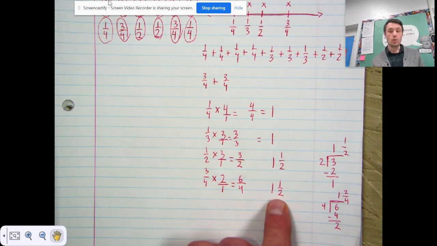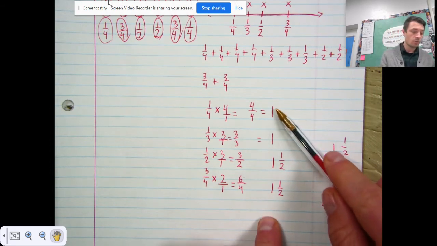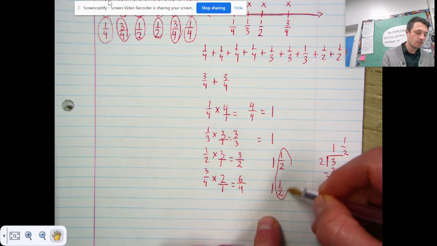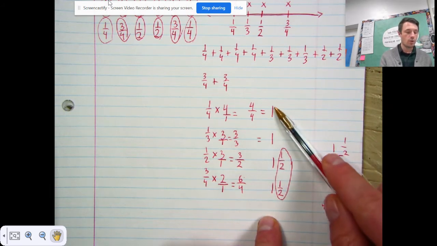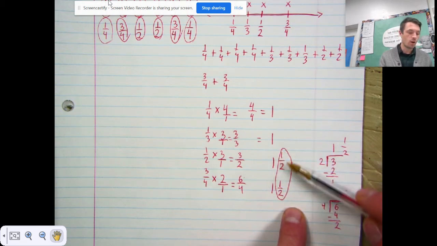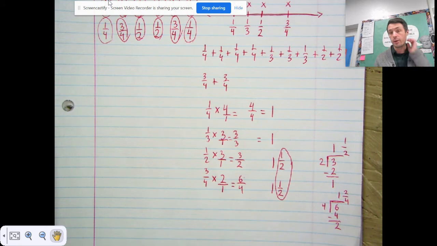Okay, so this is the total amount of yarn we have. We have 1, 2, 3, 4, 5 feet total of yarn because we have 4 whole feet, 2 half feet. We count those together as 1 foot. So 1, 2, 3, 4, 5 total feet of yarn.